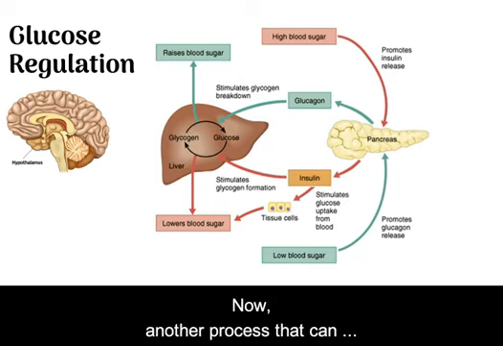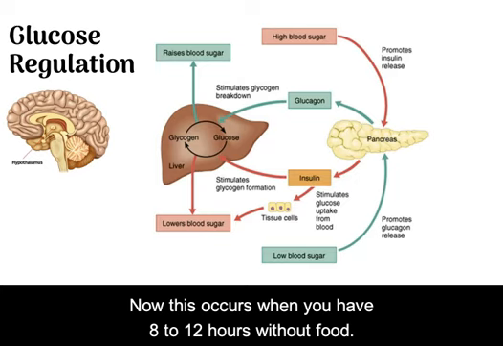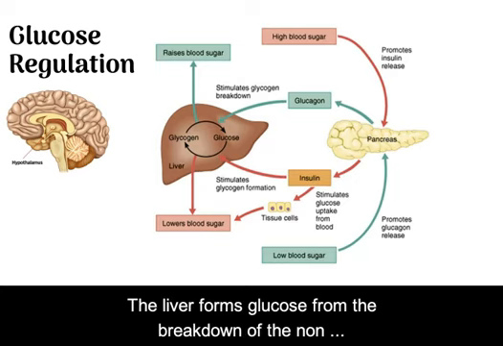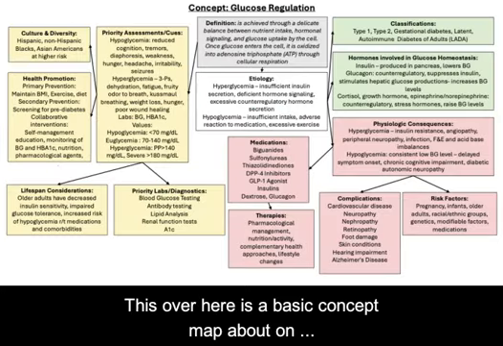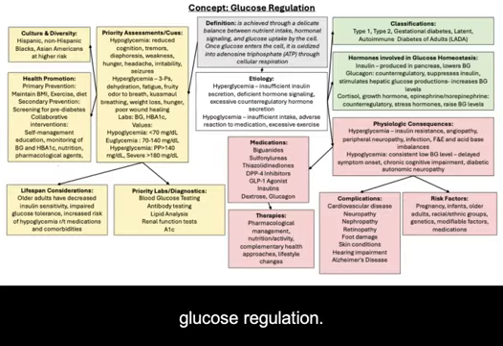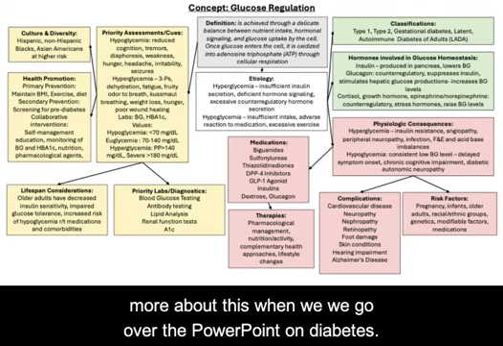Now, another process that can occur is gluconeogenesis. Now, this occurs when you have 8 to 12 hours without food. The liver forms glucose from the breakdown of non-carbohydrate substances, such as amino acids. This over here is a basic concept map on glucose regulation. Please review this concept map, and we will talk a lot more about this when we go over the PowerPoint on diabetes.